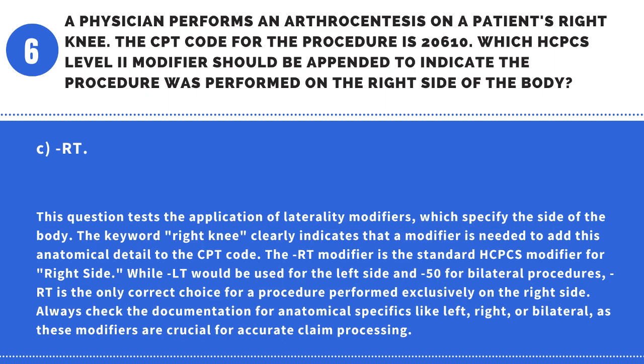C. RT. D. R. Answer C. RT. This question tests the application of laterality modifiers, which specify the side of the body. The keyword right knee clearly indicates that a modifier is needed to add this anatomical detail to the CPT code. The RT modifier is the standard HCPCS modifier for right side.